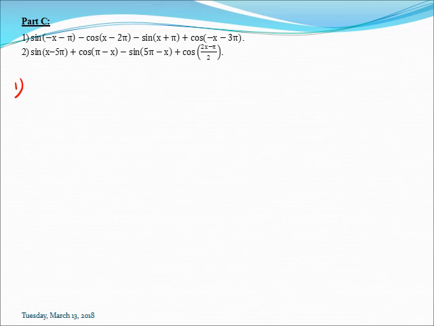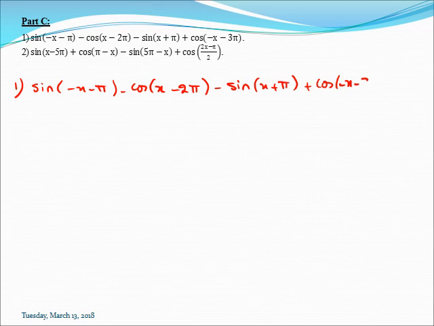Part C. 1. Sine of minus x minus pi, minus cosine of x minus 2 pi, minus sine of x plus pi, plus cosine of minus x minus 3 pi equals. First, take minus common, minus sine of x plus pi.